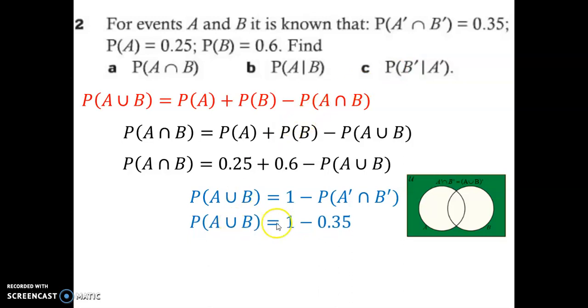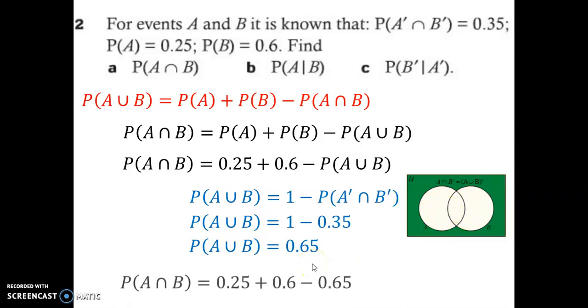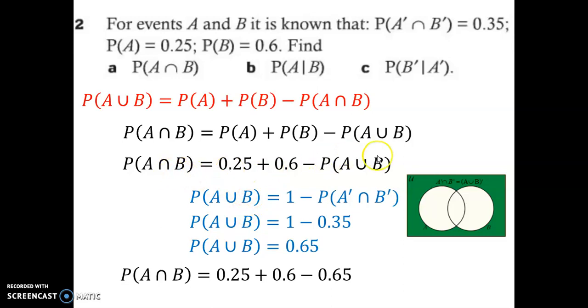So to find the union, we just subtract the green part, which is this part, from 1. And that gives us 0.65. So now we know this union bit is 0.65. Again, this was 0.35 in green, so this must be 0.65 in here, which is the union. So now taking this formula again and replacing this union with the number we just found, we have all the pieces we need in order to find the intersection. Add those up, subtract that, and we get 0.2 as our intersection.